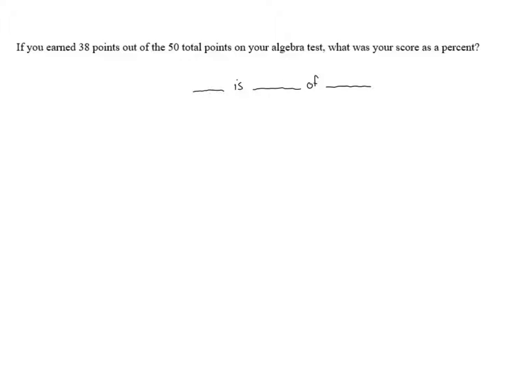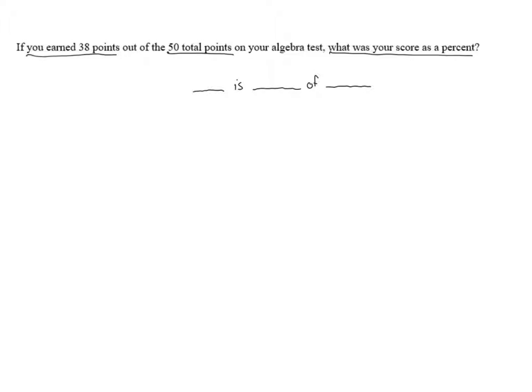And so there's usually going to be three pieces of information that we're working with. In this problem, the pieces of information we're working with are 38 points, and that's how much you've earned. So you've earned 38 points, and then there are 50 total points. And the third piece of information, which is the piece that we don't know, it's what they want us to figure out, is what was your score as a percent?